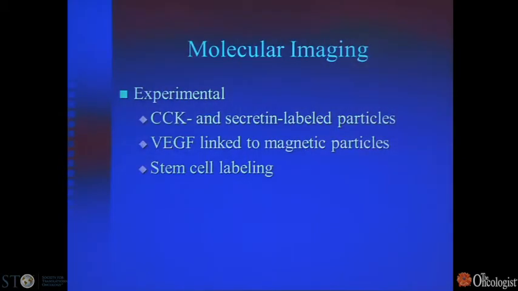However, experimentally, they're very useful because many entities, such as antibodies, can be labeled. So these particles can be labeled with CCK, secretin. There have been reports using VEGF. Alternatively, they can be injected into cells, and using MR microscopy, the migration of those cells can be tracked over time.